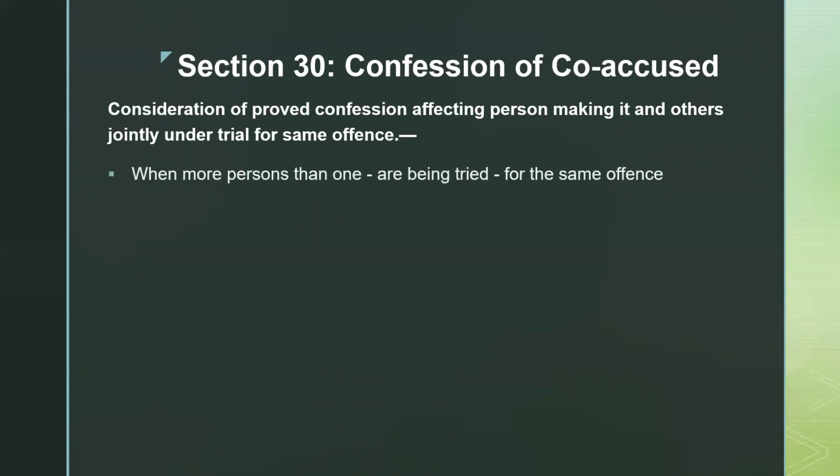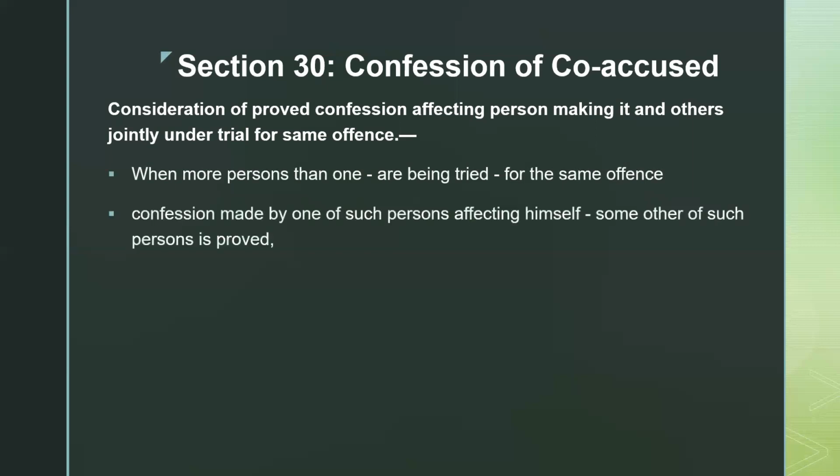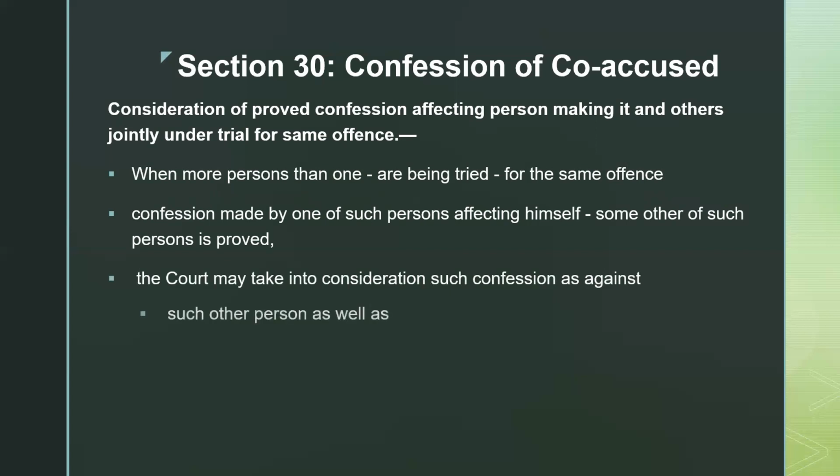So the section reads like this: when more persons than one are being jointly tried for the same offense, confession made by one of such persons affecting himself and some other of such persons is proved, the court may take into consideration such confession as against such other person as well as against the person who makes such confession.